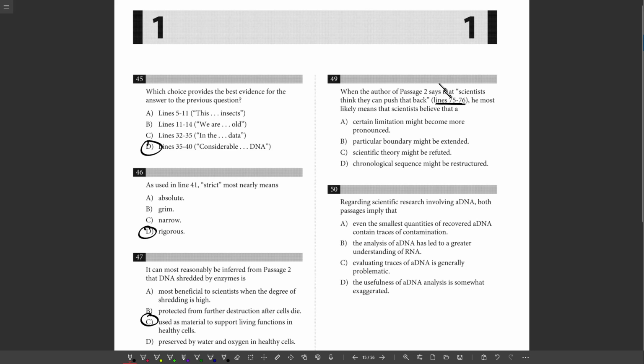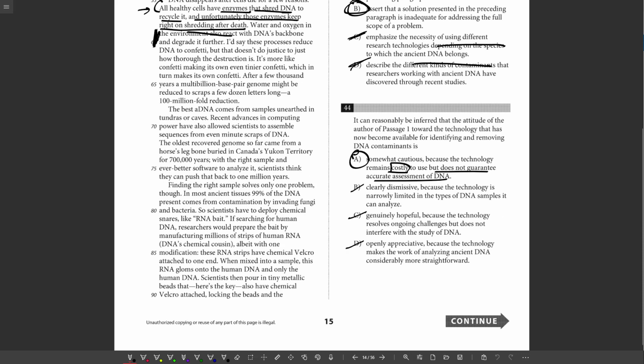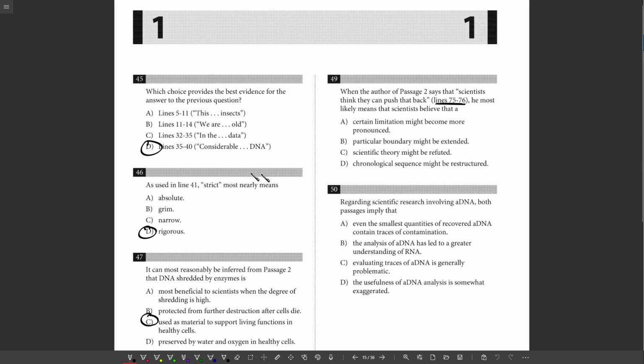49, what's going on with this line? 75 to 76, what scientists believe. The oldest recovered genome so far came from a horse's leg bone buried in Canada's Yukon Territory for 700,000 years. With the right sample and even better software to analyze it, scientists think they can push that back to 1 million years. So basically, the oldest recovered genome is from 700,000. They think they can push that time back to 1 million years old to recover it with this technology, etc.